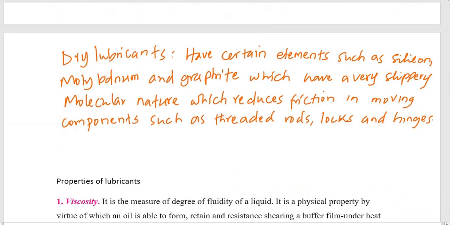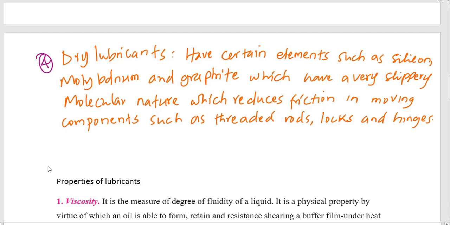Another category of lubricants is called dry lubricants. Dry lubricants have certain elements such as silicon, molybdenum, and graphite, which have a very slippery molecular nature, which reduces friction in moving components such as threaded rods, locks, and hinges. These are particularly used in such components like threaded rods, locks, and hinges. So that is a dry lubricant.